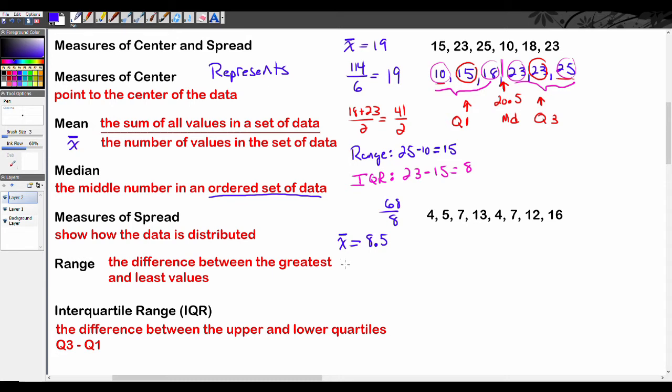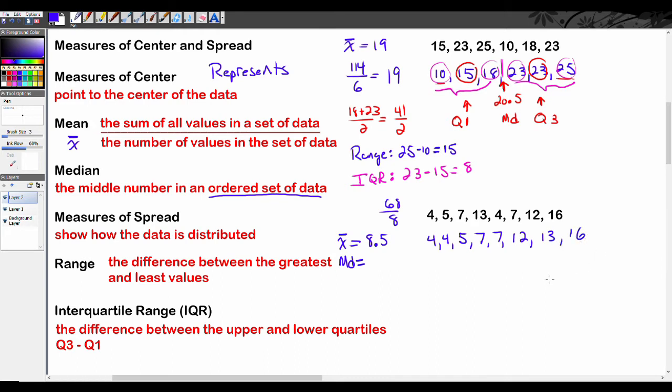Let me try to do this one a little more organized. So now in order to find our median, we need to put these numbers in order from least to greatest. So we have 2 4s, we have a 5, we have 2 7s, we have a 12, we have a 13, and we have a 16.